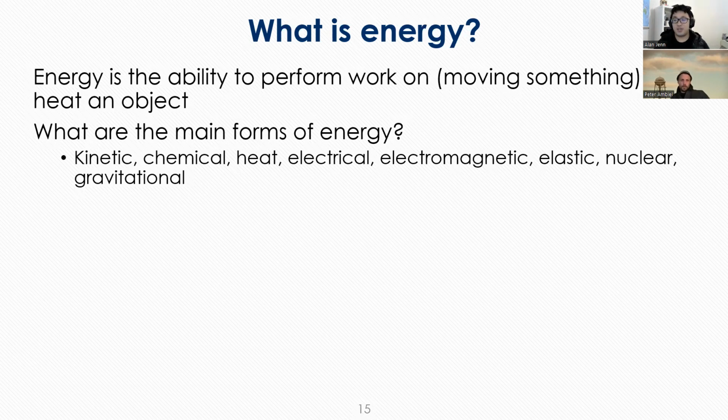So what is energy? We are talking about an energy modeling course, so we want to make sure that everyone, again, is on the same page here. Energy is the ability to perform work or to heat an object. There are a whole bunch of different types of energy listed here: kinetic, chemical, heat, electrical, electromagnetic, elastic, nuclear, and gravitational. We are going to talk about most of these, although some of them are less relevant for the types of modeling that we're going to be talking about.